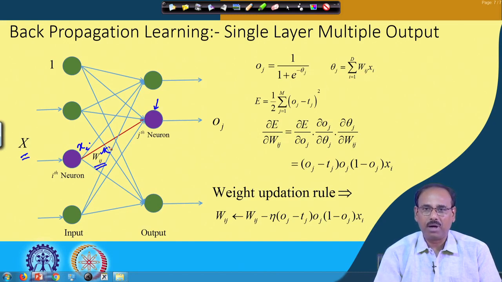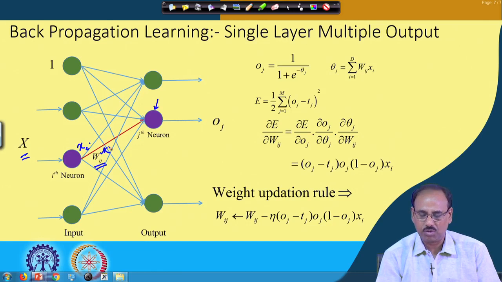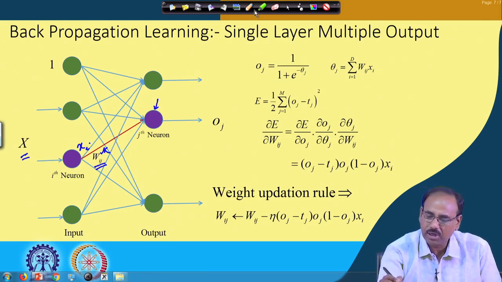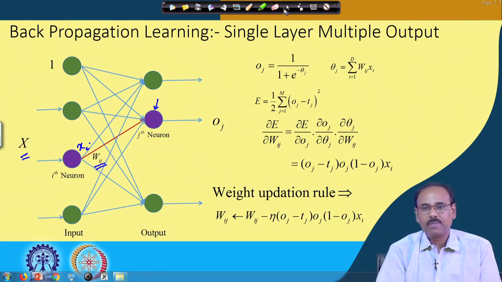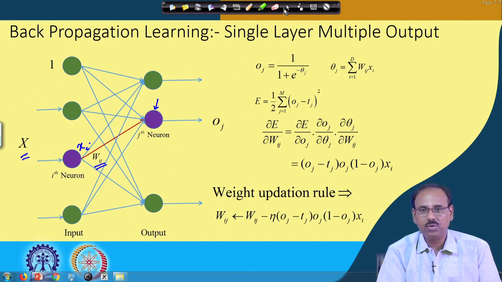Now, since we are talking about a single layer neural network, I will not use that superscript k, because it is simply a connection from the input layer to the output layer, that is known. So, let us remove this superscript k. I have this situation that x_i, which is the output of the ith node in the input layer, is connected to the jth node in the output layer through a connection weight w_ij.